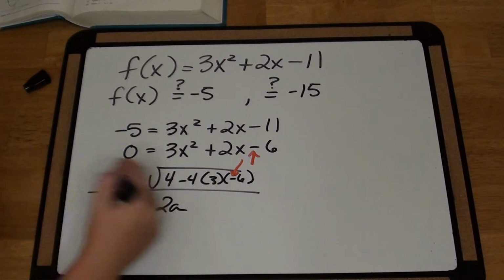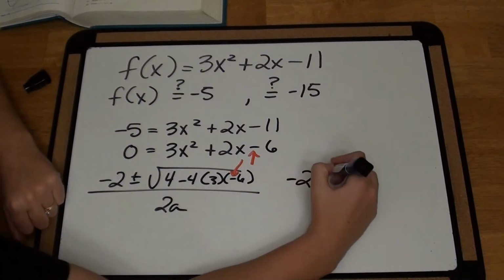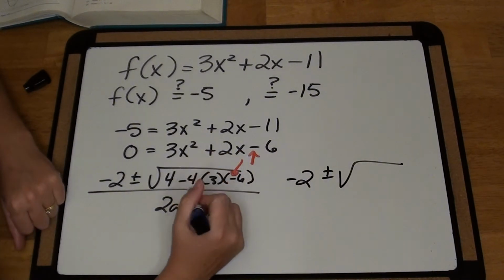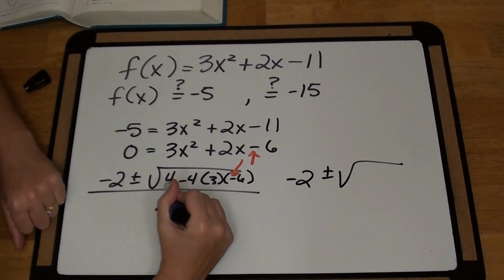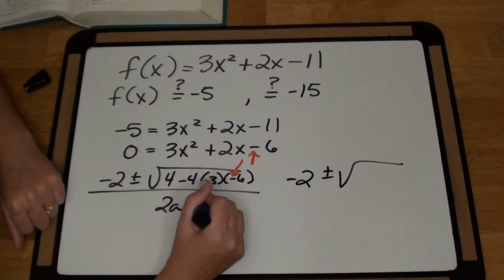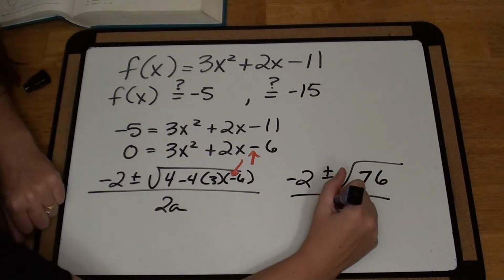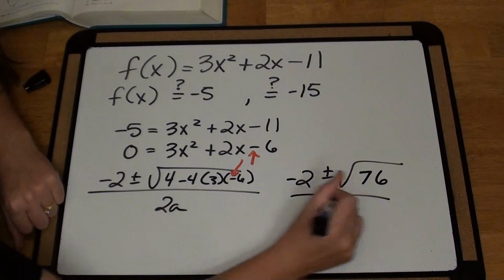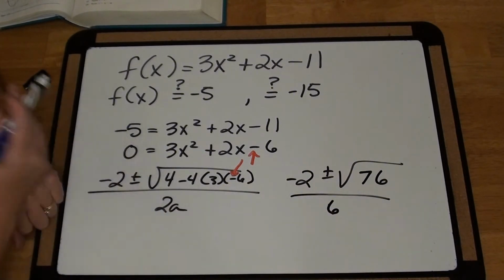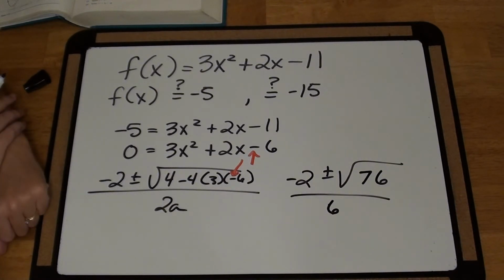Now, when you do all this, boom, okay, you're going to get negative 2 plus or minus the square root of, this would be 4, and this becomes a positive because I've got 24 times 3, which is 72, so I get square root of 76 over 6, because 2 times a is 6. I'm thinking that's what it is. Let's see. So this is how I would try and solve it, right?